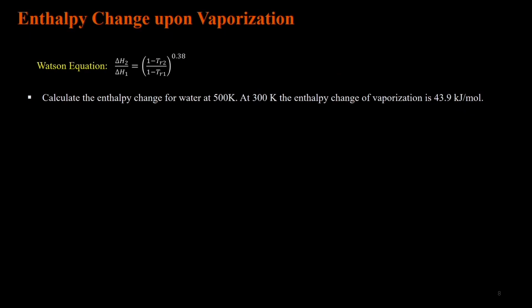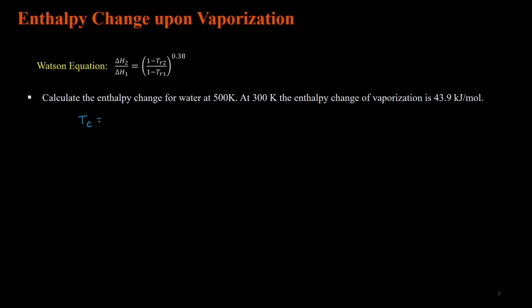So let's take this example. We're interested in calculating the enthalpy change of vaporization for water at 500 Kelvin. At 300 Kelvin, the value is known. It's 43.9 kilojoules per mole. So to be able to do this, again, what we need to calculate is the reduced temperature at the two conditions.